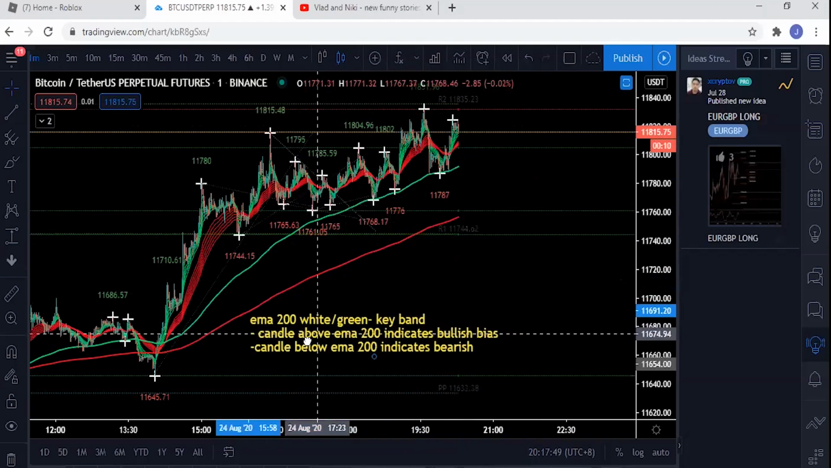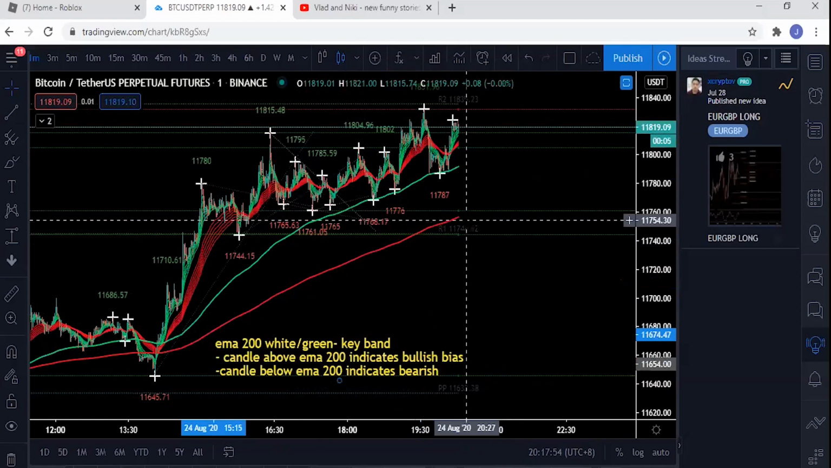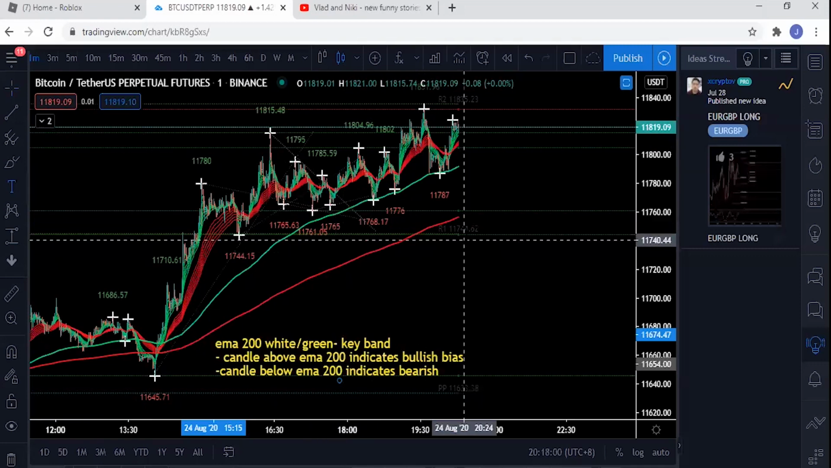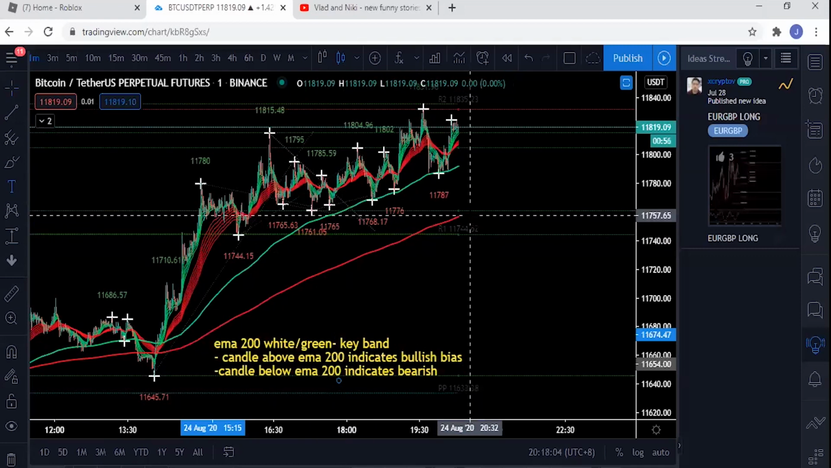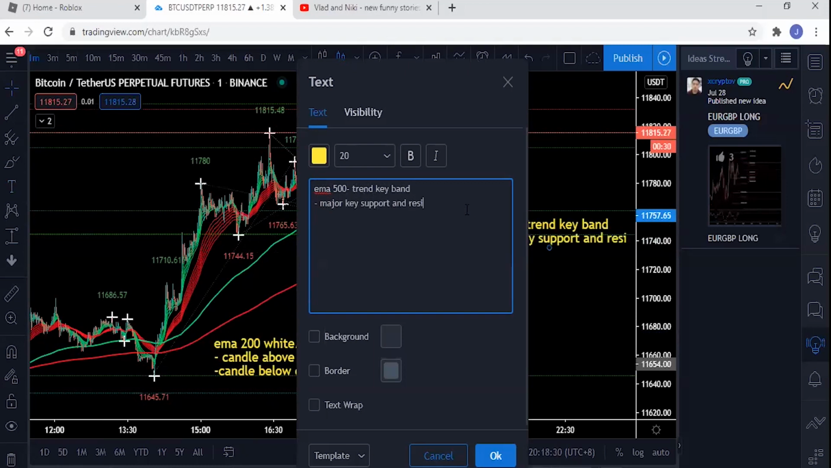This is our first key band, EMA 200. And the next is our EMA 500. The color is red, and in the free script it is also red. So this EMA 500 is our trend key band, or also our major key support and resistance.